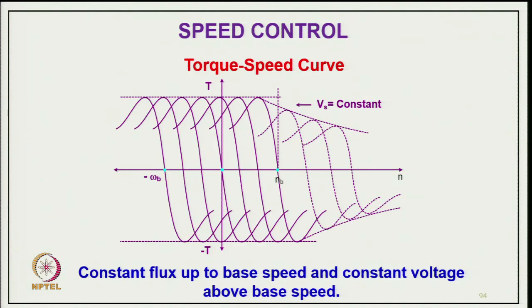So, these are the torque speed characteristics. Below rated frequency, you will find with V by F constant, the maximum torque is constant. Above base frequency you are keeping voltage constant but increasing frequency, so flux will reduce. That is why the peak torque also reduces.